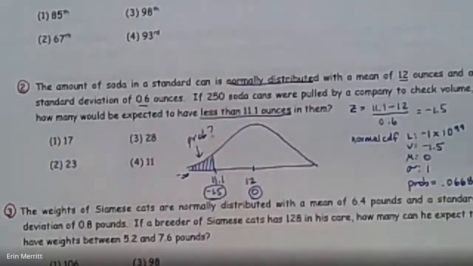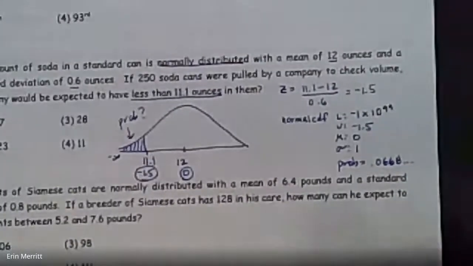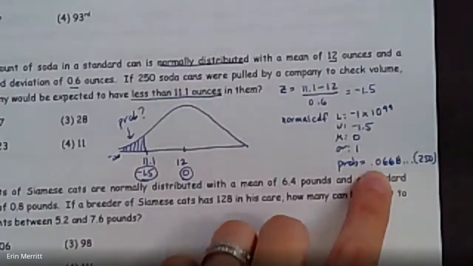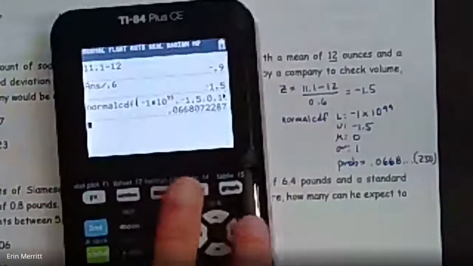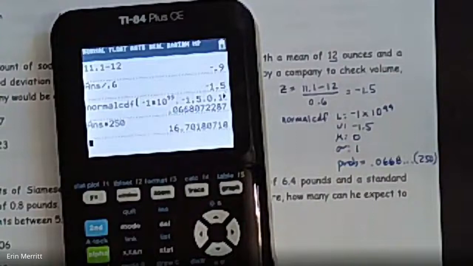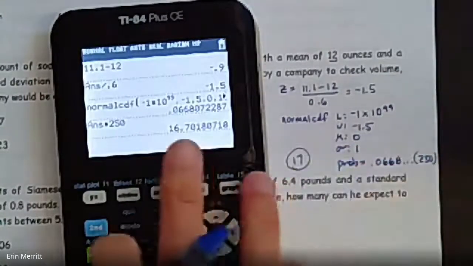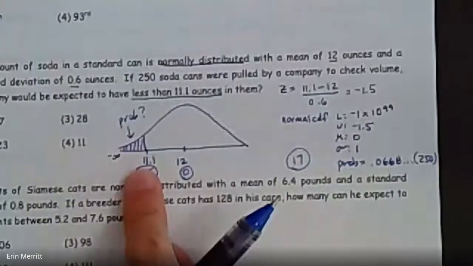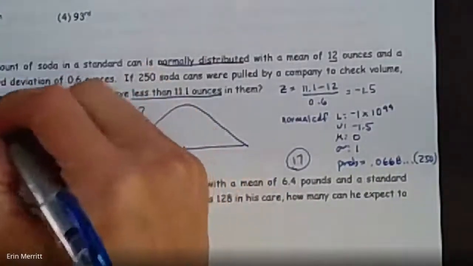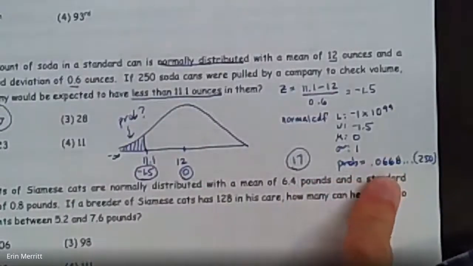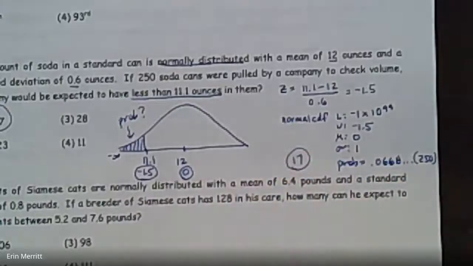Now, if there's 250 of them, what's the chances? Just take that probability and multiply it by 250, because it's basically saying 6%, or almost 7%, of 250. So take this, multiply it by the 250, and that's the same as having 16.7, or about 17, of those soda cans that fall below 11.1. Because when you think about it, the probability, that's 6.7%, that's out of 100. So equals what out of 250? You could set up a proportion if that made more sense.